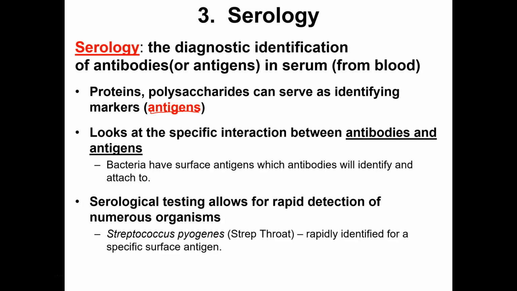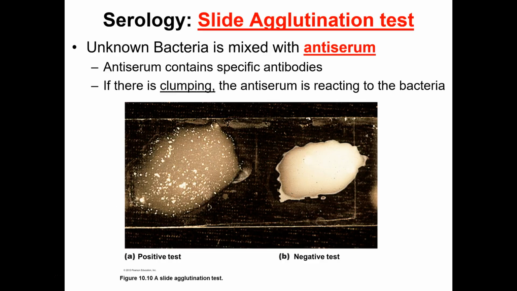But another version of this is something you folks may be familiar with, rapid strep tests. So this is the old school rapid strep test. I'm not even sure if they do this anymore. But what we have here is the slide agglutination test. So that's your fun word of the day, agglutination. Agglutination just means clumping. So when antibodies and antigens interact, they clump. So in the slide, we have two outcomes of the strep test.